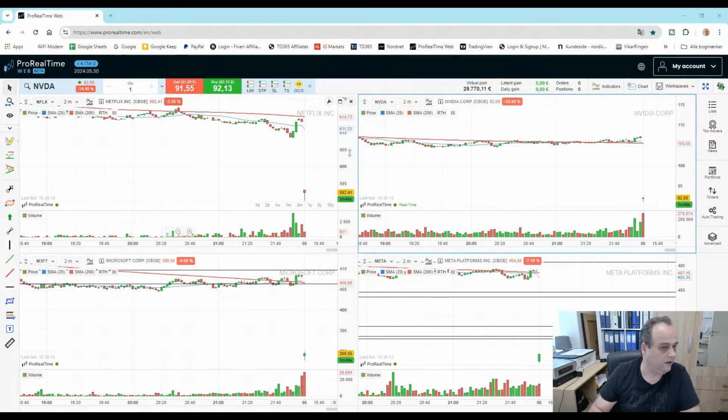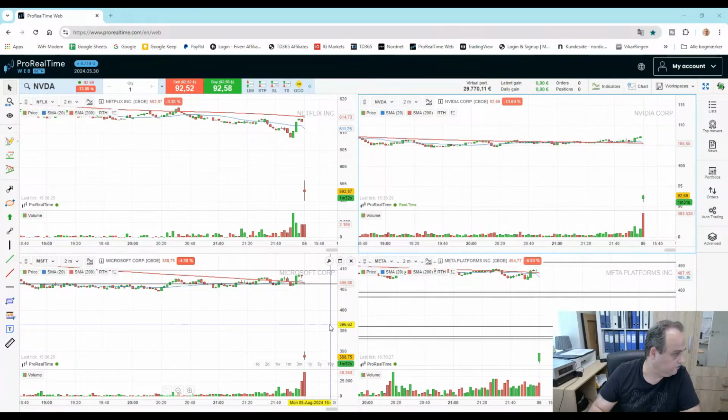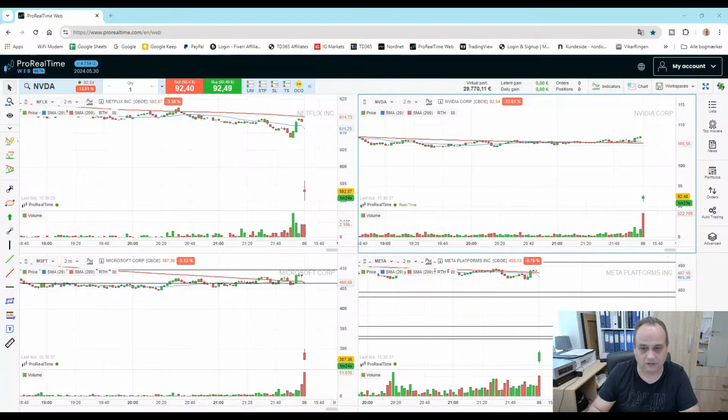Now you can see the market has opened, and it has opened very much lower. Netflix opening down at 595 after closing around 614. Also Nvidia opening at 92 after closing around 105. Microsoft opening all the way down at 388, and Meta opening down at 455. Wow, it's a lot of crazy drop.